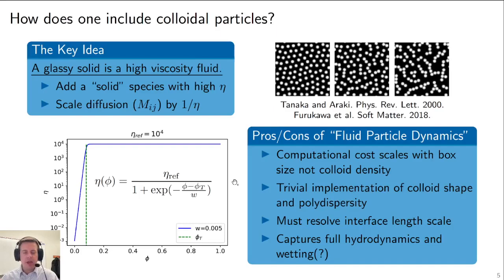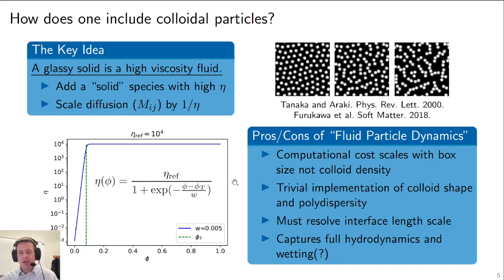But in addition to that, you now have a different computational cost scaling. So instead of most methods where the computational cost scales with the number of colloids or the colloidal density, now it just scales with the box size. This also means that you can sort of trivially have different colloid shapes and polydispersities because you're just creating these as initial conditions that are then frozen.